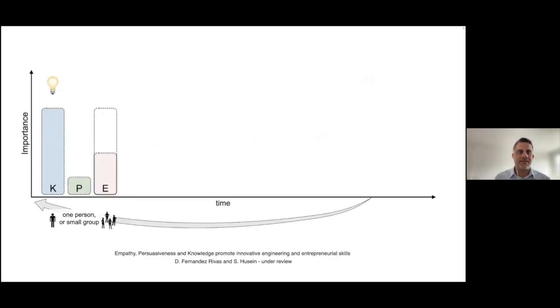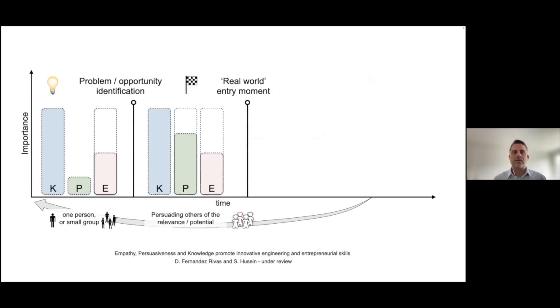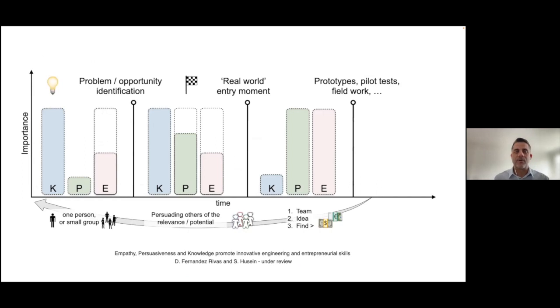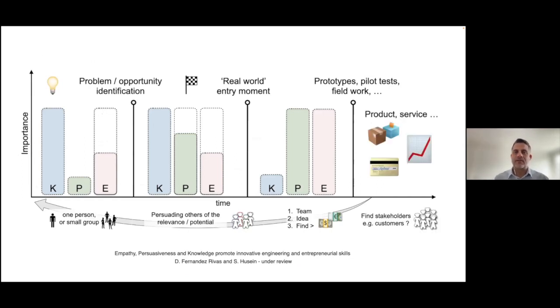Just the last thing here is that these ingredients, you don't need to have on top during the whole process. So I use in my classes sometimes examples on how at the beginning of a project, you might need to have more knowledge. And later on, when you decide to enter the real world, you might have to convince or persuade other people to join your team to give you money. And eventually, when you have a product, you actually have to persuade people to buy your idea.